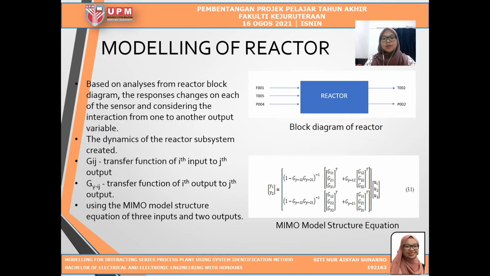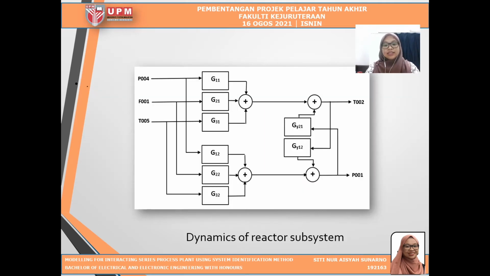Okay, next is the modeling of the reactor. It is based on analysis from the reactor block diagram. The response changes on each of the sensors, considering the interaction from one output variable to another. For the dynamics of the reactor subsystem, the transfer function of I input to J output is created, and also the transfer function of I output to J output. It is using the MIMO model structure equation of 3 inputs and 2 outputs. So this is the dynamics of the reactor subsystem, which includes the input and output parameters, where we will get the transfer functions G11, G21, and so on.